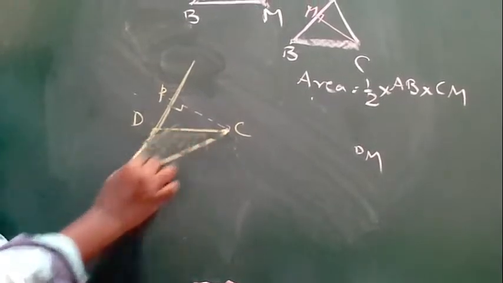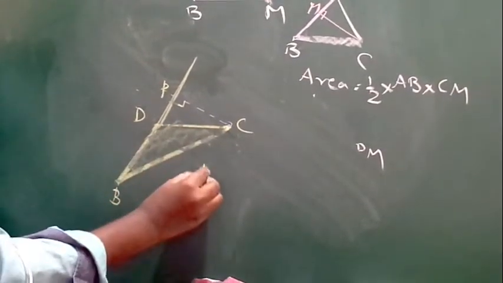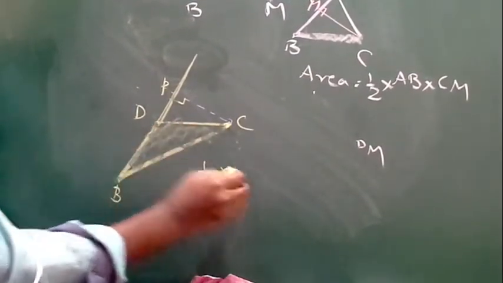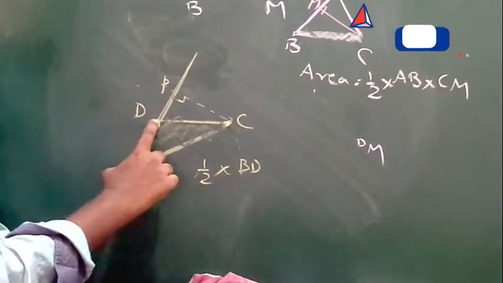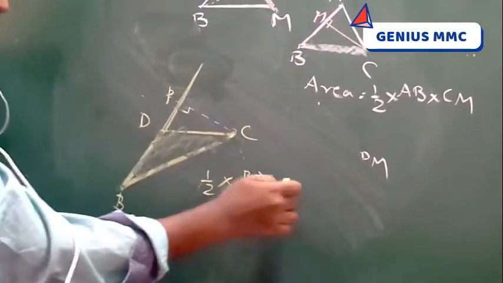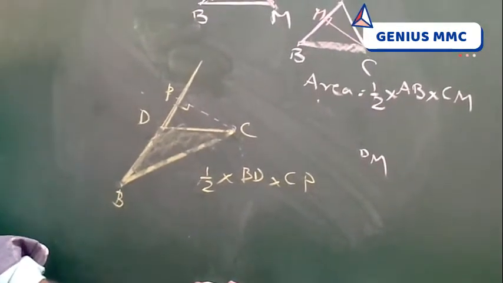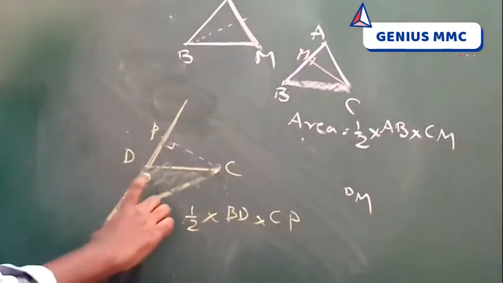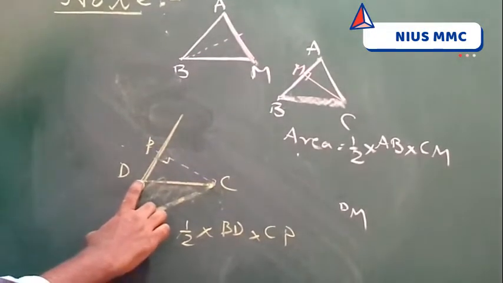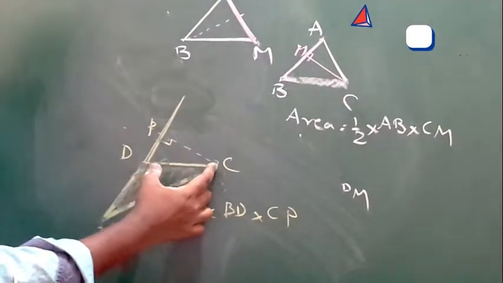So what is the area of triangle BCD? Half into base, which is BD, into height, which is C. Half into base, I have taken BD as base. What about the height? C please.